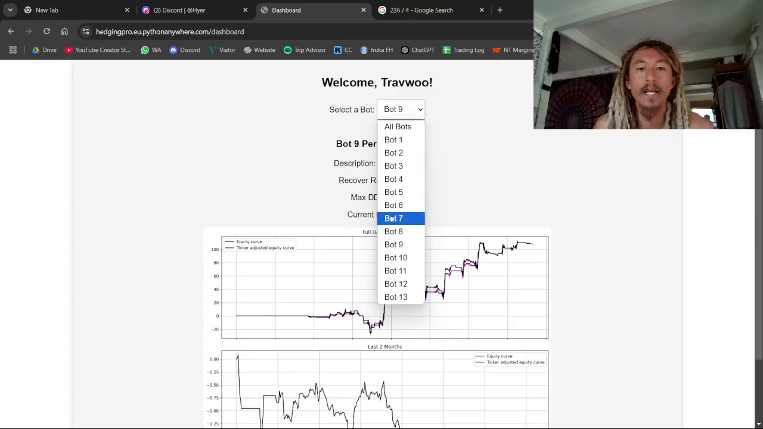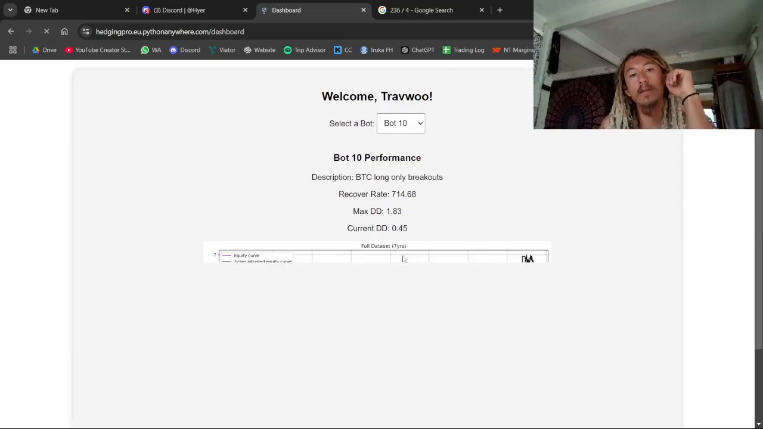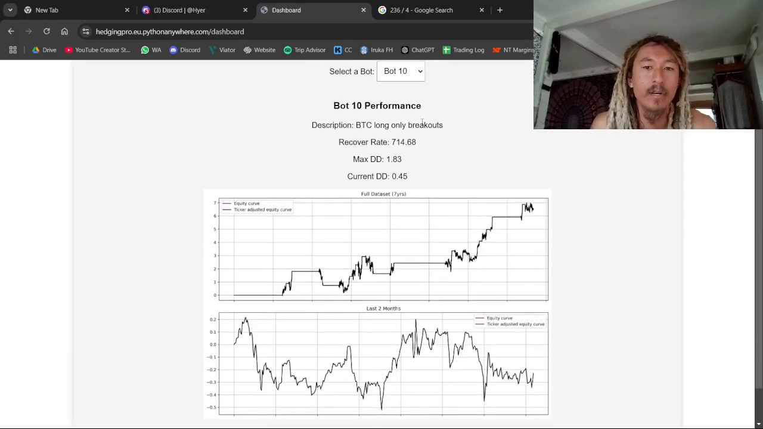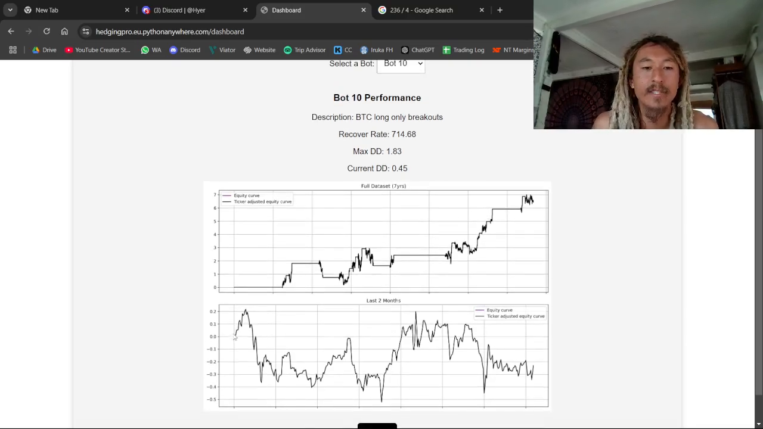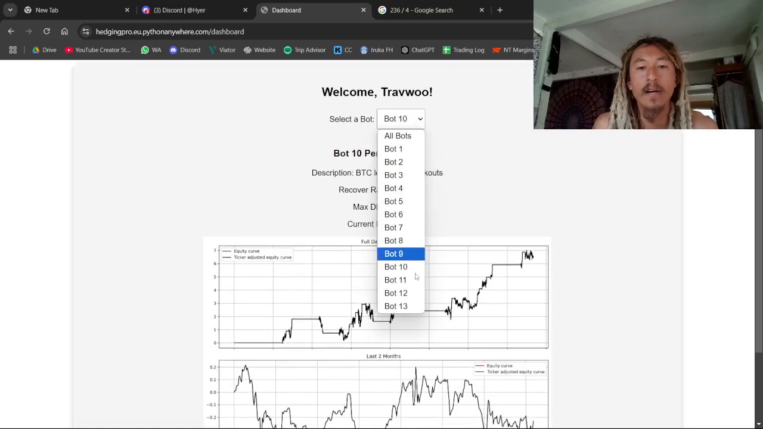Not sure. Okay, now we got into Bitcoin bots. So there's 4 Bitcoin bots. This one's long only on breakouts. This is a great looking bot. You see a lot of the time it doesn't trade because there's not a breakout. Over the past 2 months, it's in a drawdown because Bitcoin's actually down the past 2 months.